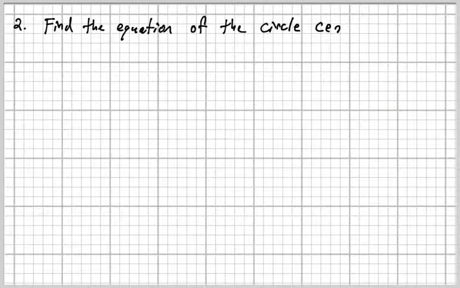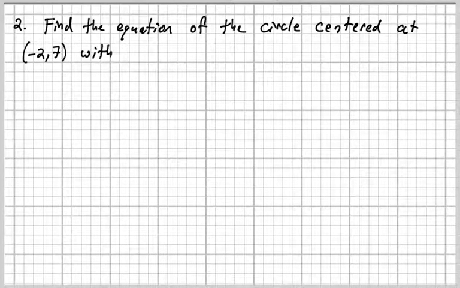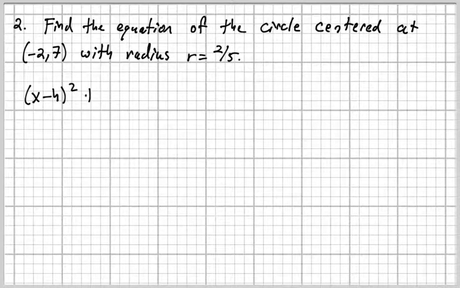So I think we're going to have the same instructions. We're going to find the equation of the circle centered at negative 2, 7 with a radius of, I think it's 2 over 5. It's going to be x minus h squared plus y minus k squared is equal to r squared. So that's the standard form equation of a circle.